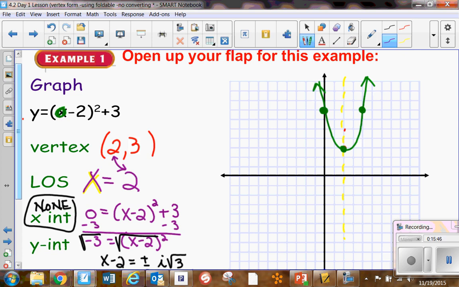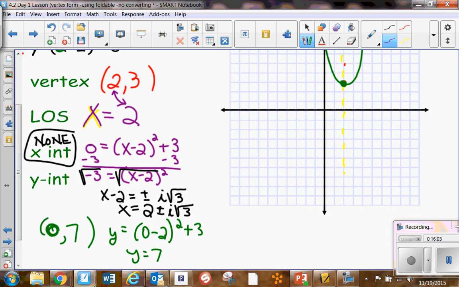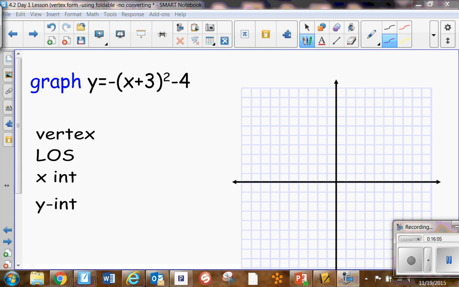Now, if I said, what is the solution to this problem? The solution would be imaginary numbers. But if I say, what are the x-intercepts? Not any. Make sense? I can wait.